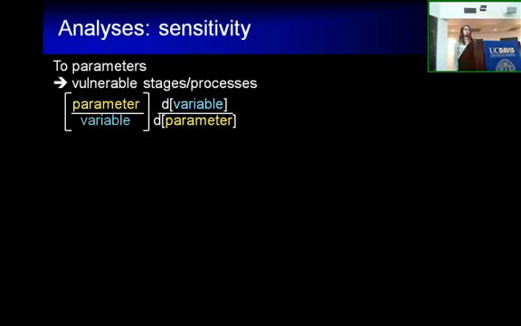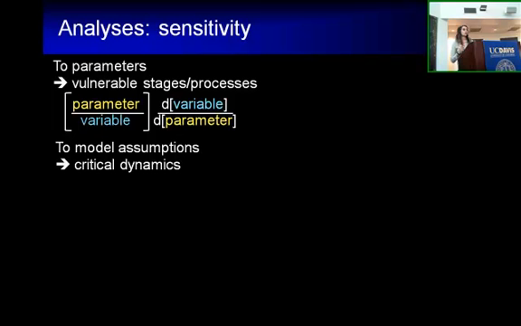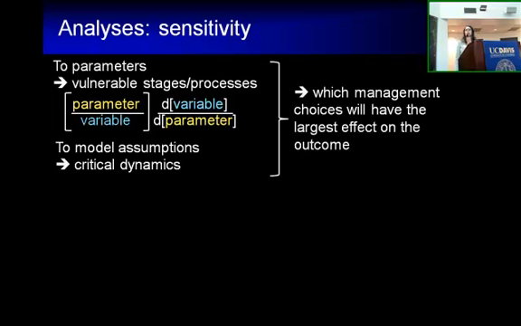But that's not the only thing we can look at sensitivity to in a model. We can also look at sensitivity to relaxing certain model assumptions. And that also tells you what's most important to the model outcome. Does it substantially change the dynamics? This is what theoretical ecologists have been doing since the get-go. And so both of these can inform which management choices have the largest effect on the outcome.